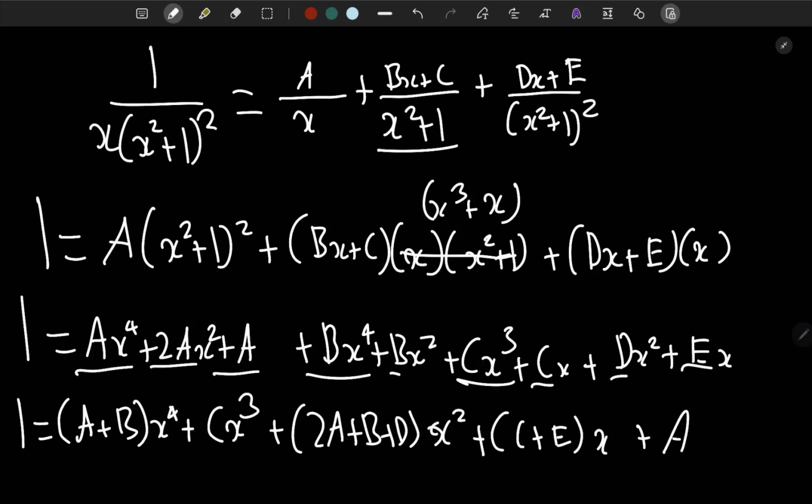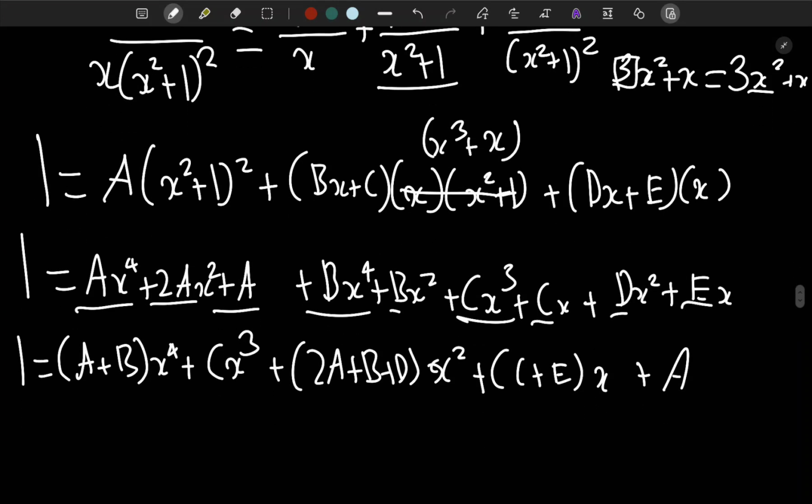Now let me ask you a very simple question. Let's say we have x squared and we don't know the coefficient of x squared, plus x is equal to 3x squared plus x. What do you think the coefficient is going to be? It's obviously going to be 3, right? Since we have an x squared over here. We are going to do the same exact thing with the coefficients of the left hand side and the right hand side. So for x to the power of 4, we don't have an x to the power of 4 over there on the left hand side.